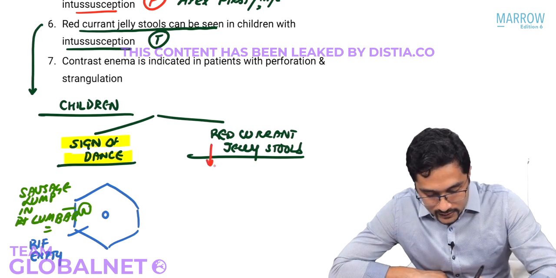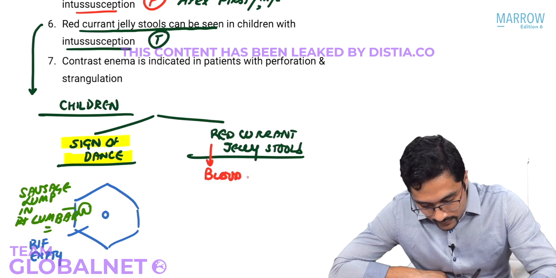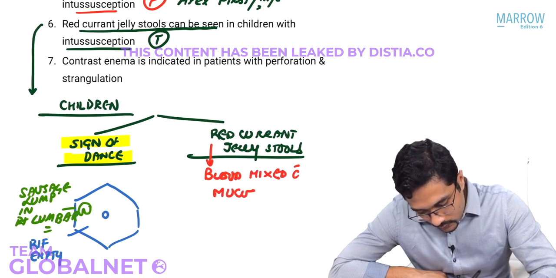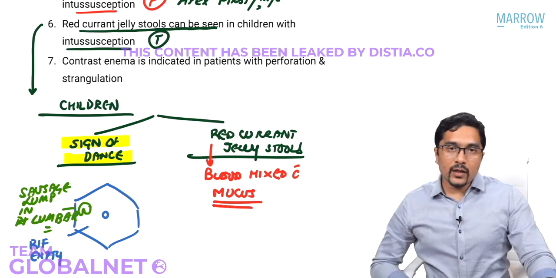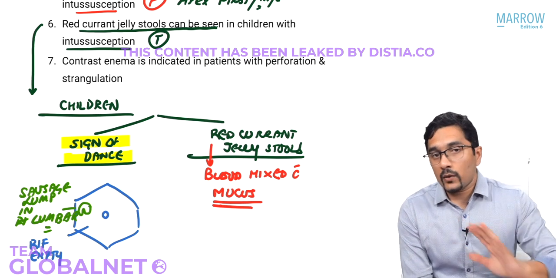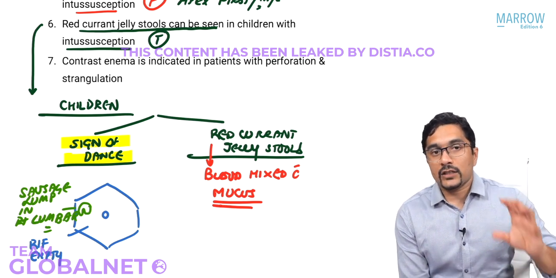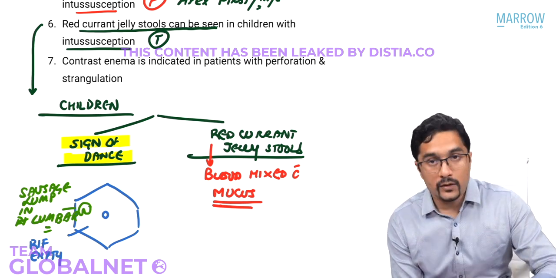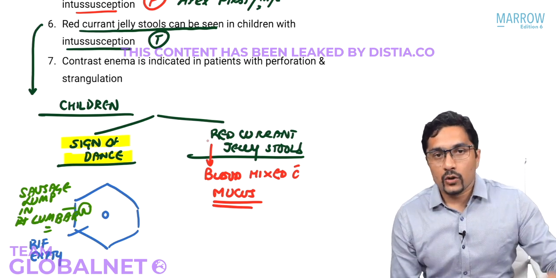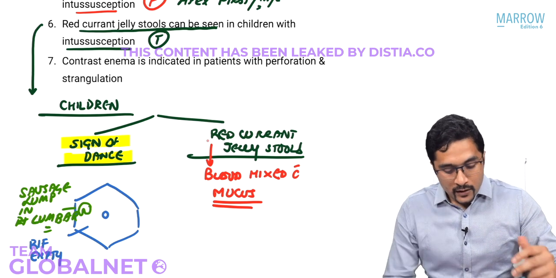And red currant jelly stools is blood mixed with mucus. Sometimes mothers confuse it for stools, but there are no actual fecal content. It is just blood mixed with mucus. This can also be seen in children with intussusception. So please add these 2 points to your notes on intussusception.